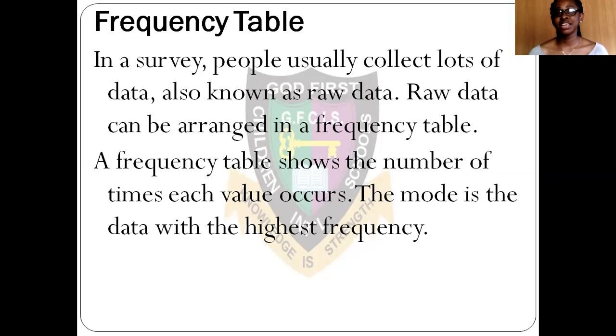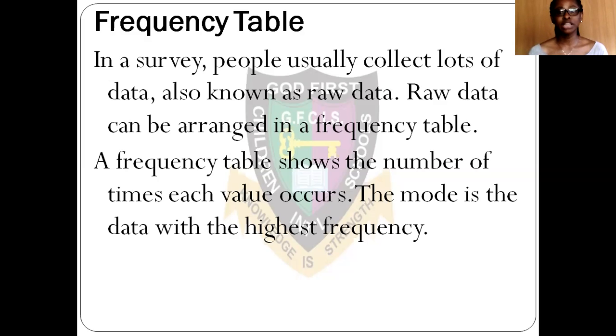We go to frequency table. In a survey, people usually collect lots of data, also known as raw data. Raw data are raw information that is new, that has not been arranged before. They can be arranged in a frequency table. Once you've gone out to survey, used the questionnaire, or collected the data through experiments, interviewing, observation, you have a lot of data. So you need to arrange them in a frequency table.